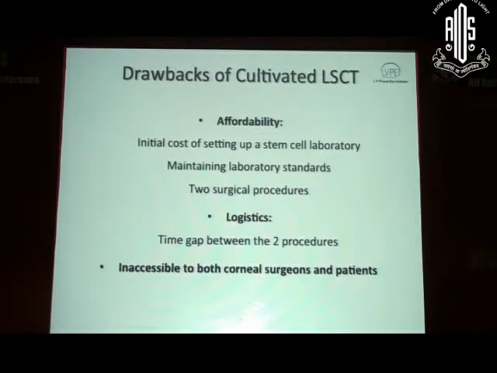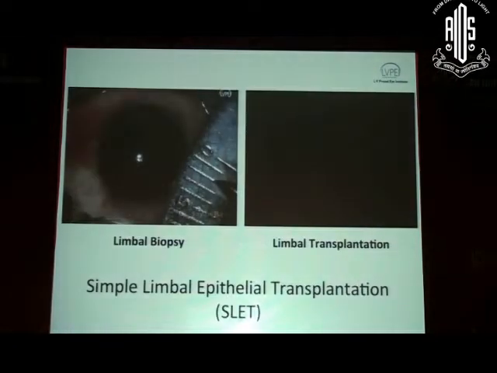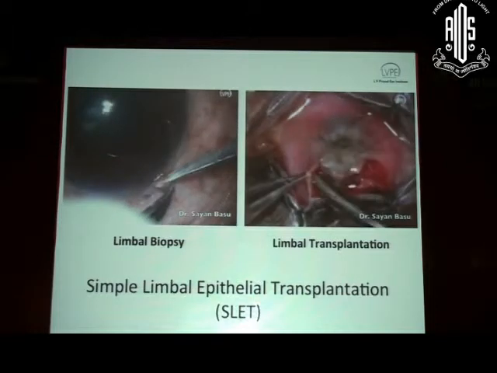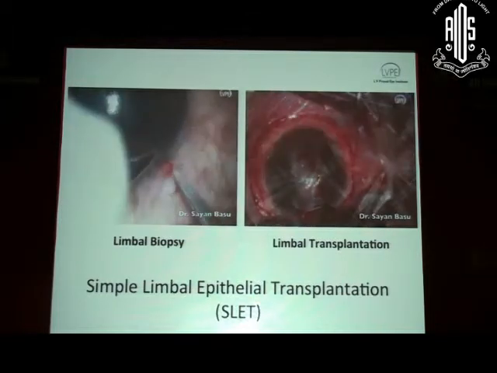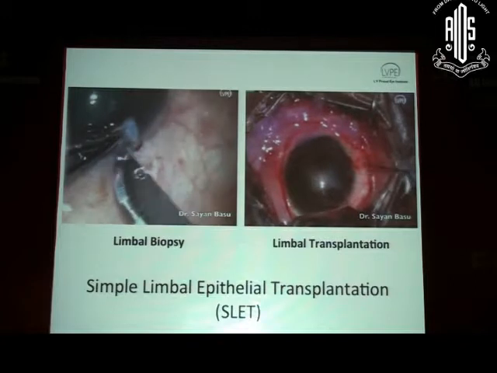And there are other problems with the cultivated technique in the sense that it's costlier. Not everybody can have a stem cell lab, and it's essentially very institution based. So only a few institutions have this procedure available for the patient. So recently we have described this new technique where we do in vivo cultivation. So we don't take the biopsy and take it to a lab and grow it.